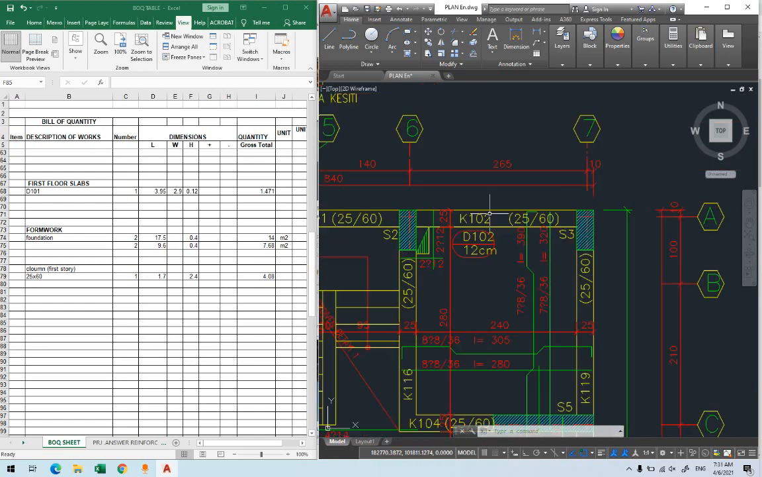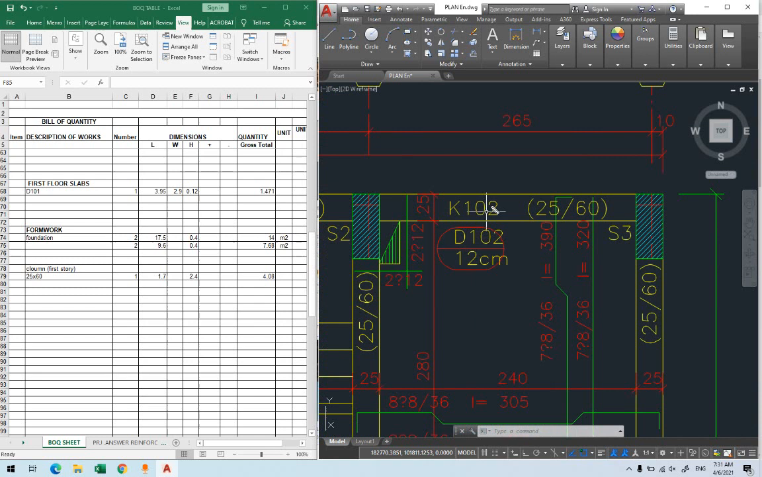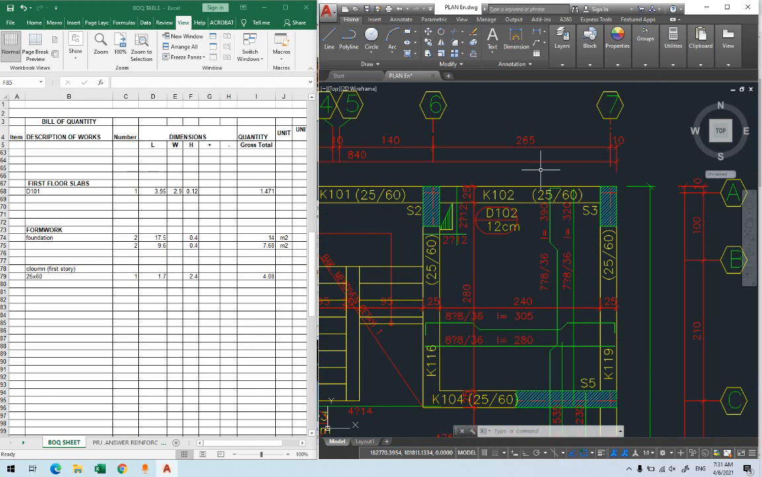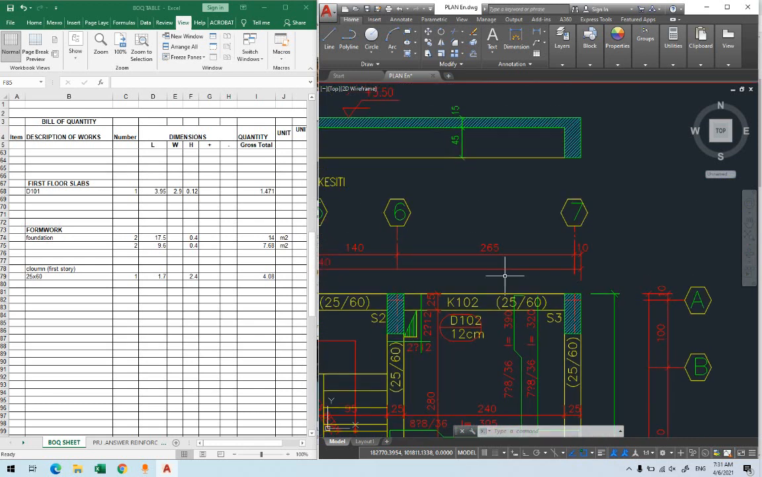Let's take one of the columns, K102. This is one of the beams that we want to calculate the formwork for. Now we know this beam is 25 by 60. The 25 is the bottom and 60 is the height of the beam. Now, since this is an exterior beam and the slab does not continue, we have this case here.